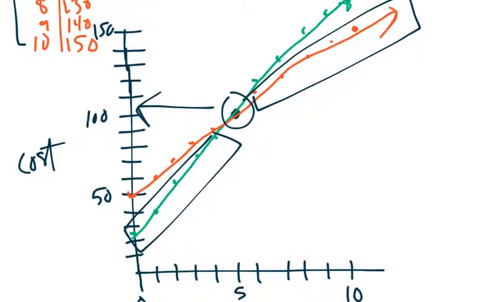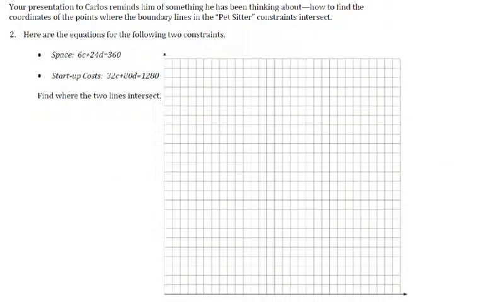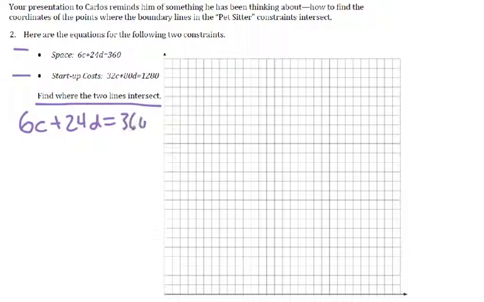Okay, so this is what we call a system of equations. Okay, when we have more than one equation and we want to see what's going on, and that critical point is where they intersect. So looking at another part having to do with this same story. Okay, so Carlos, it reminds him about those two constraints, the space and the startup cost. Well, what would happen if we graphed these together and found out where they intersect? Now, the problem is, these are in standard form, right? Not so easy to graph.